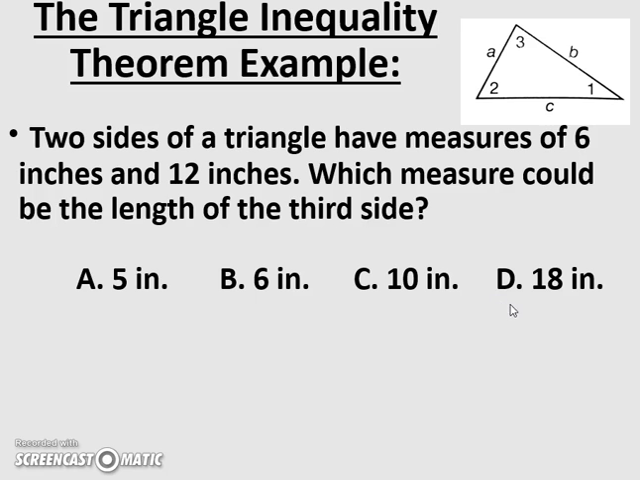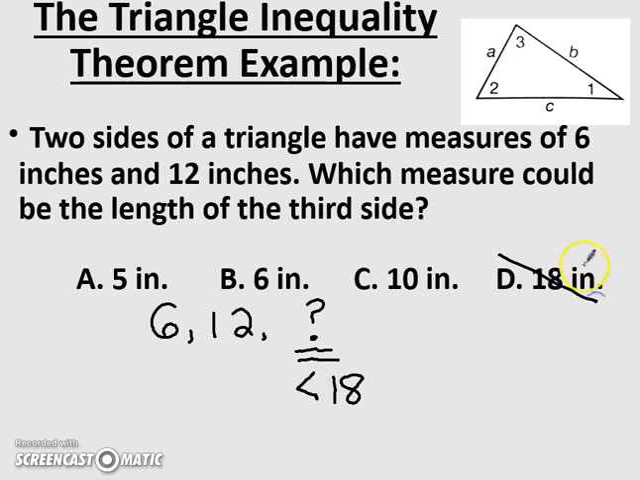Let's look at 2 examples. Here's our first one. It says 2 sides of a triangle have measures of 6 inches and 12 inches. Which measure could be the length of the third side? So when we know 2 sides, but we don't know the third side, this third side will have to be less than when we add these 2. So 6 plus 12 makes 18. So we're looking for a number that's less than 18.